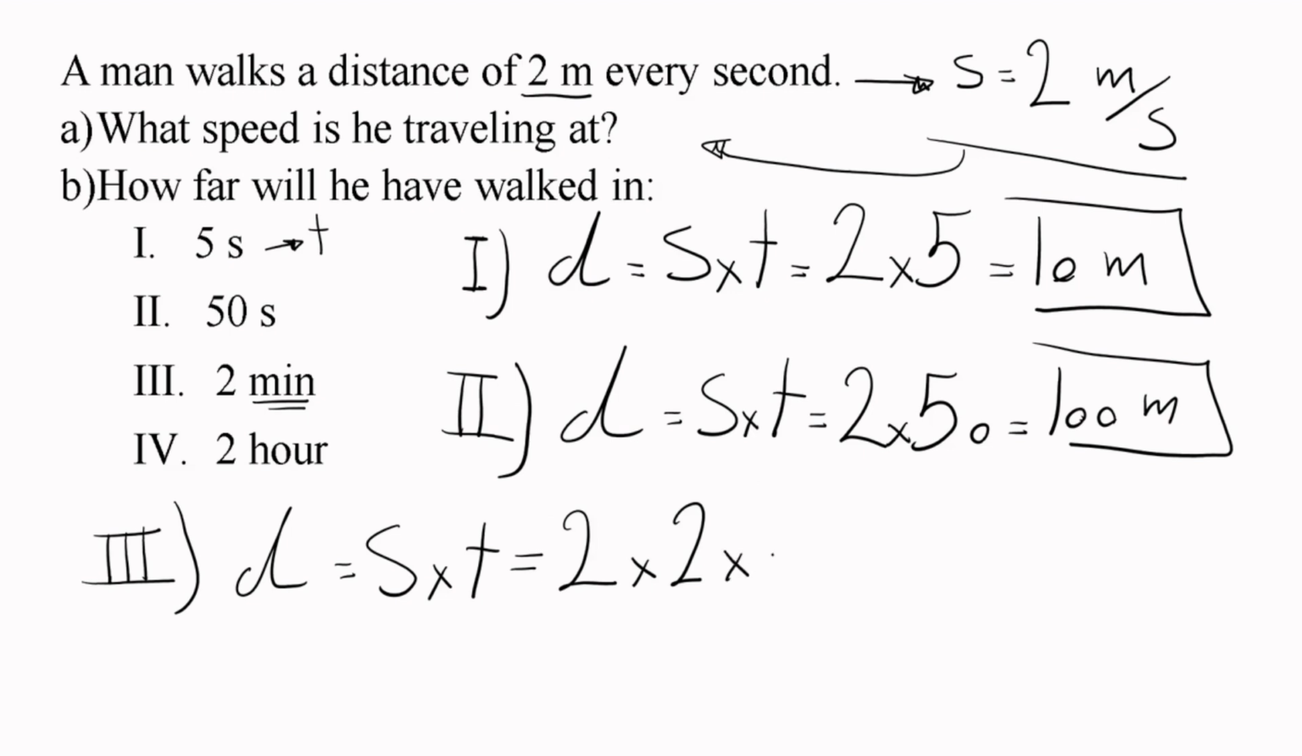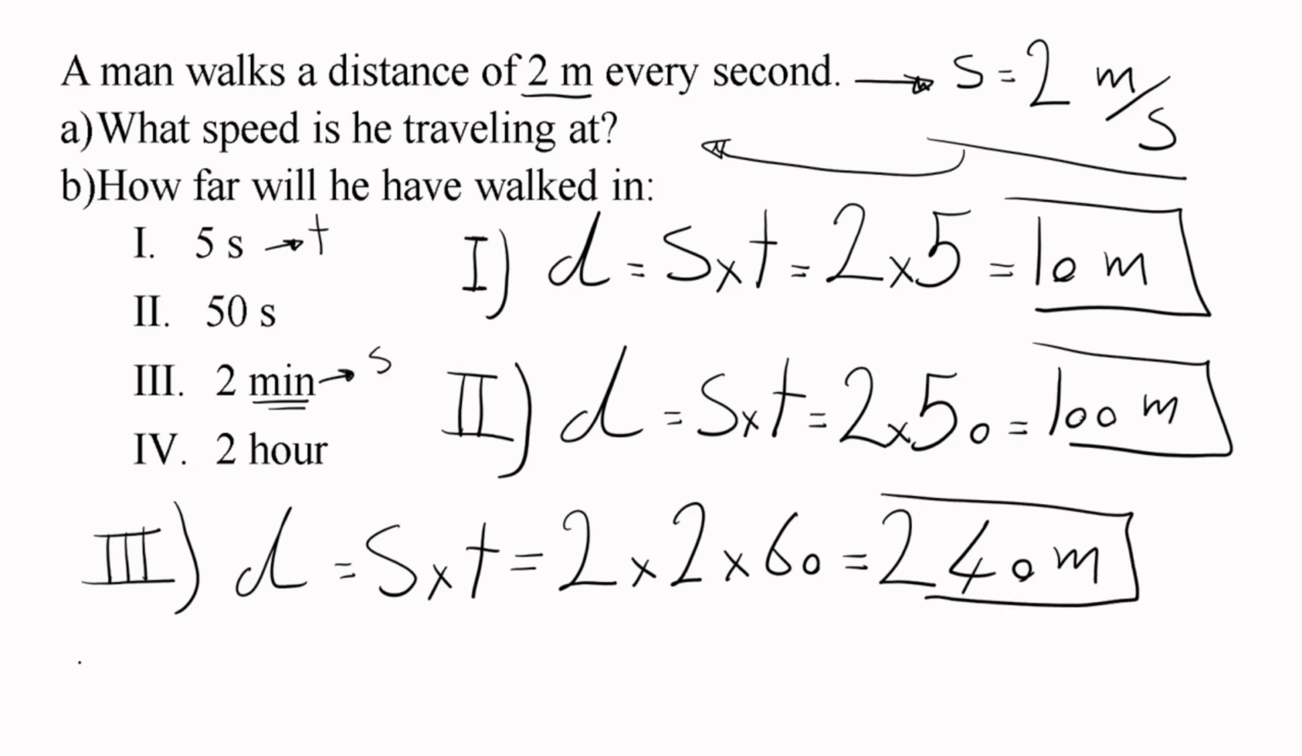Each minute is 60 seconds. So 2 times 2, 4. 4 times 60 will be 240. What is the unit of this? We convert it to second. And here we have meter per second, so it's going to be meter.